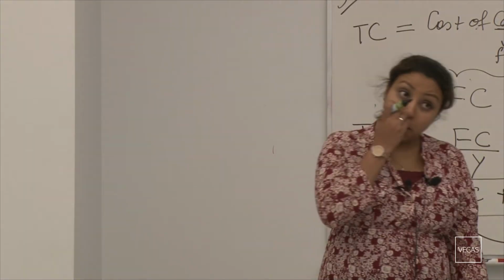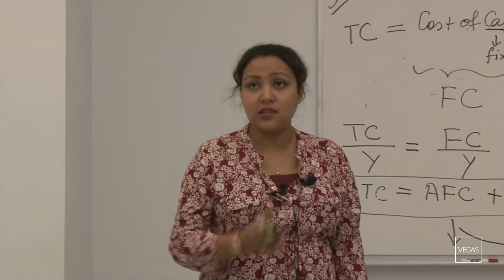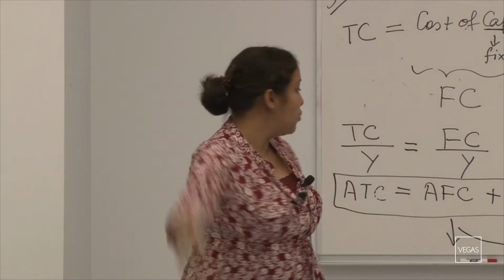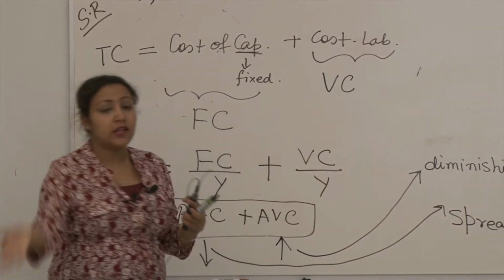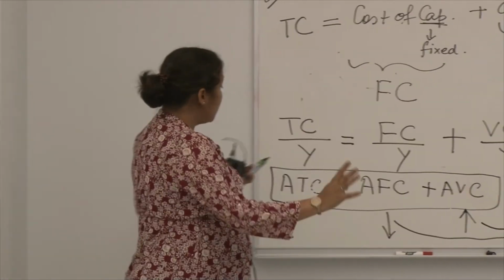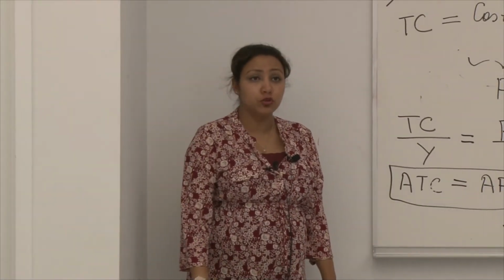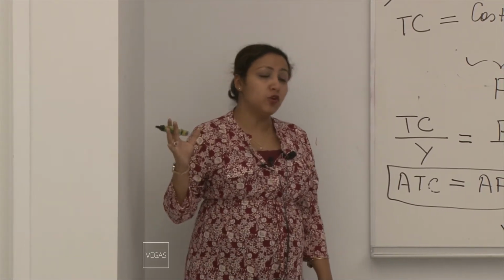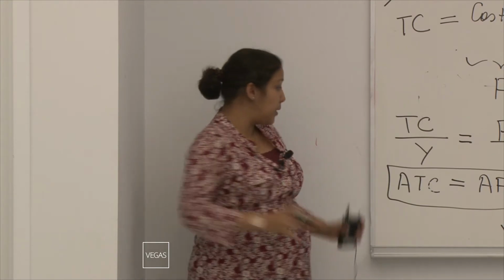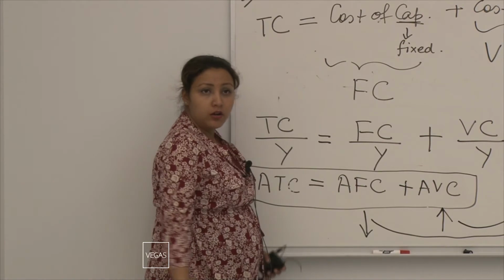So how can you draw the picture? If I had to draw a picture for the ATC, I cannot say that the ATC is upward sloping, because it would be upward sloping only if I considered that part. Similarly, I cannot say that the ATC is downward sloping, because it would be downward sloping only if I considered this part. So it has to be a combination of the two. It has to be downward sloping for some parts, and upward sloping for other parts, depending on which pull is stronger, correct?